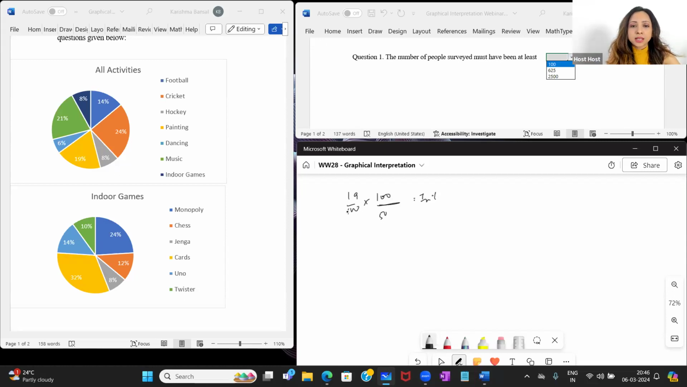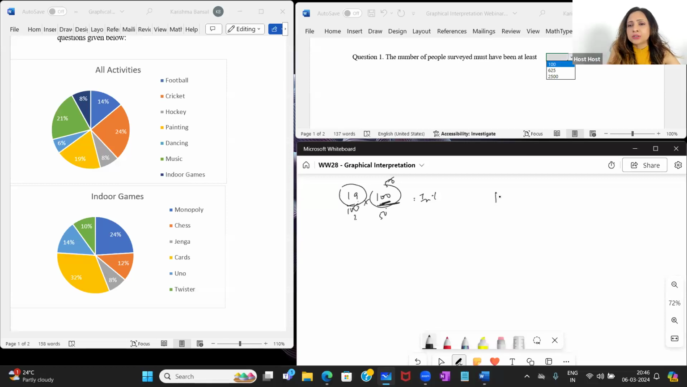If I have a 50, then I have to cancel off the entire denominator to get the integer. In case I don't have 100 over here, there is nothing that will get cancelled off from here. So if I have just a 50 over here, it will not get fully cancelled off, so I will not get an integer. On that logic, we discussed that this has to be at least 100. All right, great. So now is 100 my answer? Think about it. Whatever the minimum value is, it has to be valid for the entire given data, for both all activities and indoor games. It should be possible.